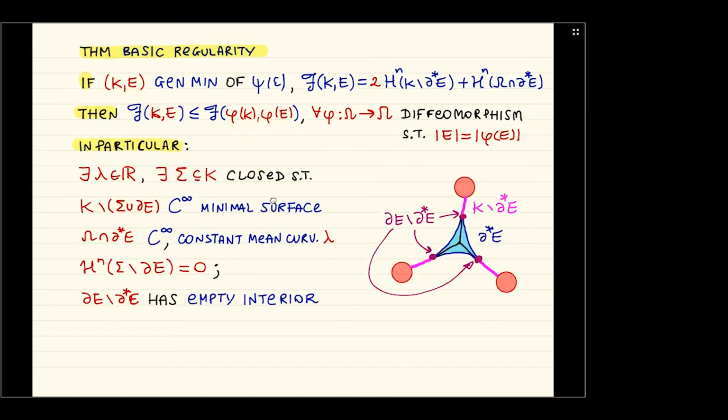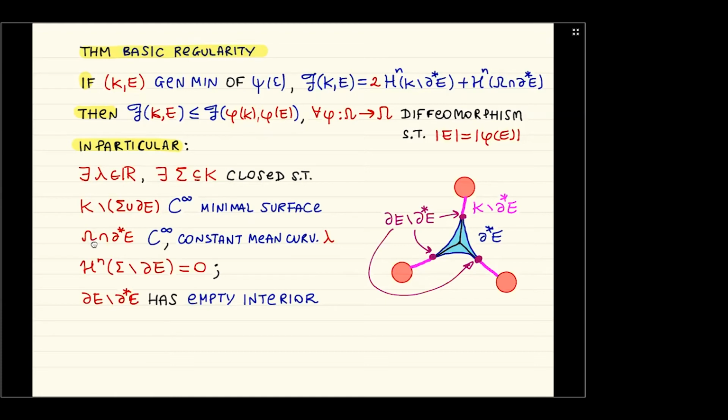And what you can deduce from this minimality inequality is that there will indeed be a singular set contained in K with the following property. If you look at the part of K that is outside of the singular set and outside of the boundary of E, this purple part in this drawing will be an infinity minimal surface. So it has zero mean curvature and will be smooth.